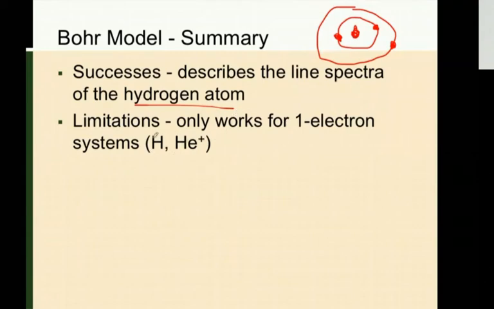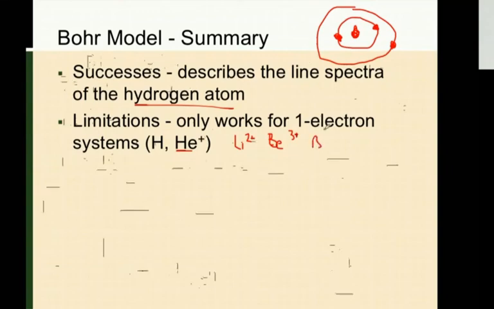So for example, it works for hydrogen, which is the prototypical 1 electron system. It also works for helium plus, which has also got 1 electron. It would also work for, for example, lithium 2 plus, or beryllium 3 plus, or what's the next one? Boron 4 plus, etc. Basically anything that has 1 electron, the Bohr model will work for. So just remember that. That's the limitation. But so long as you only have 1 electron in your system, you can still use it.